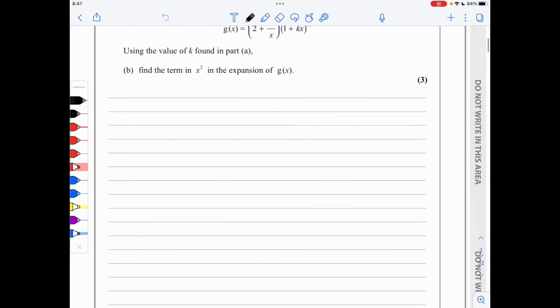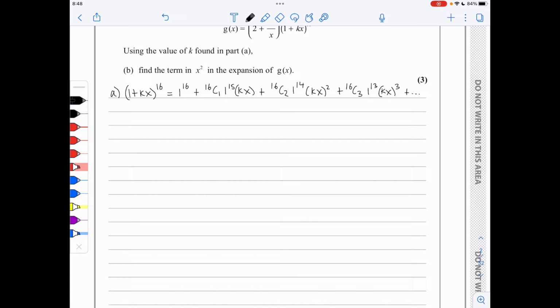I will actually start by writing out the first few terms in the expansion of (1 + kx)^16. So we start with the full power loaded onto 1, and then it's 16 choose 1, 1 to the power of 15 times kx, plus 16 choose 2, 1 to the power of 14 times (kx)², plus 16 choose 3, 1 to the power of 13, (kx)³, plus dot dot dot.